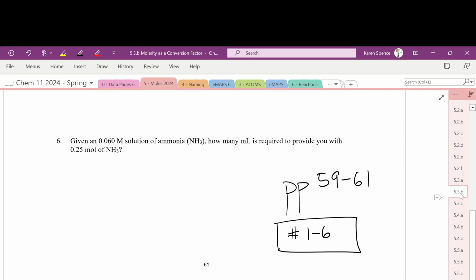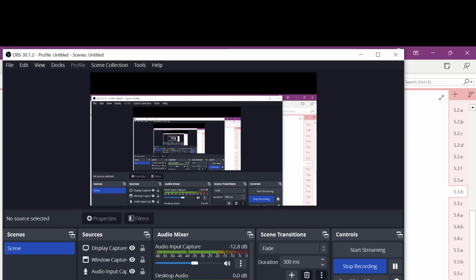Oh, is there anyone interested in the enriched stuff for this unit, which is finding empirical and molecular formulas? Would anyone like that? 1 person, 2, 3, 4. Okay, I'll make 10, because usually when I make one, not 5, I can just make 10. Stop recording.